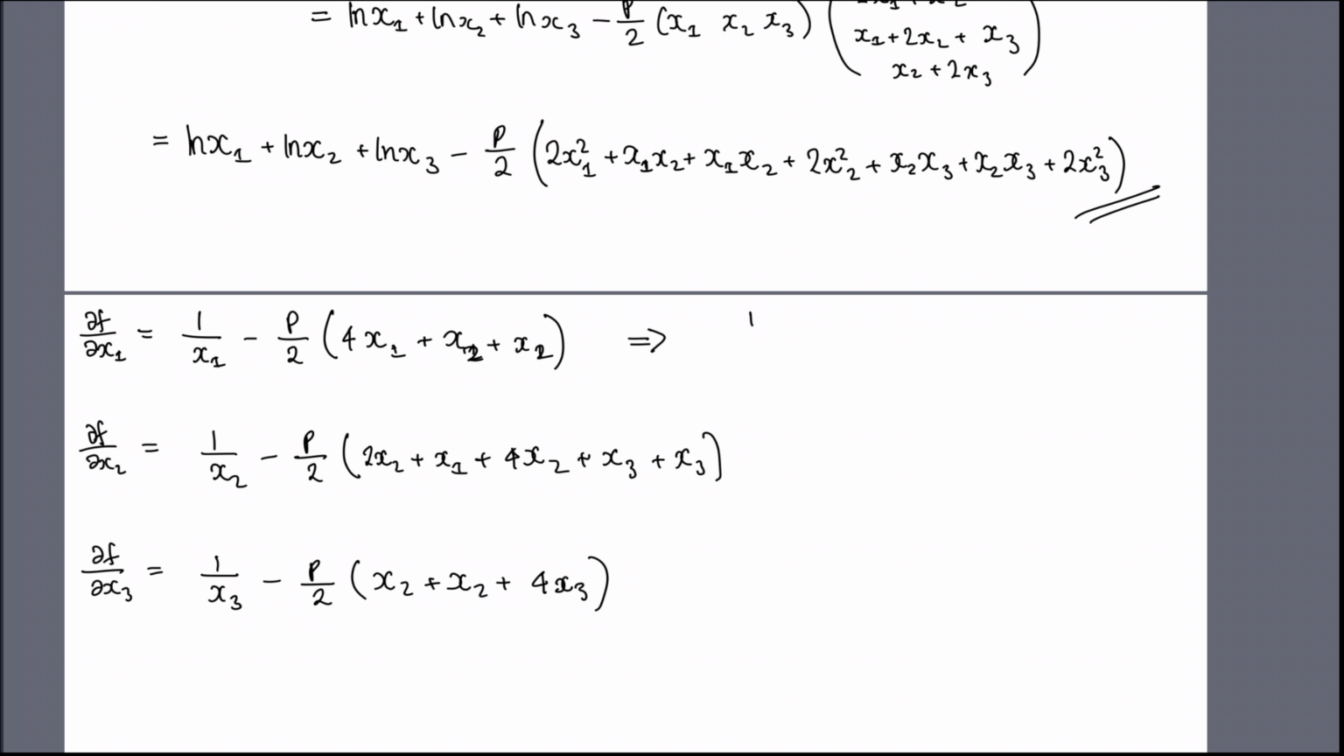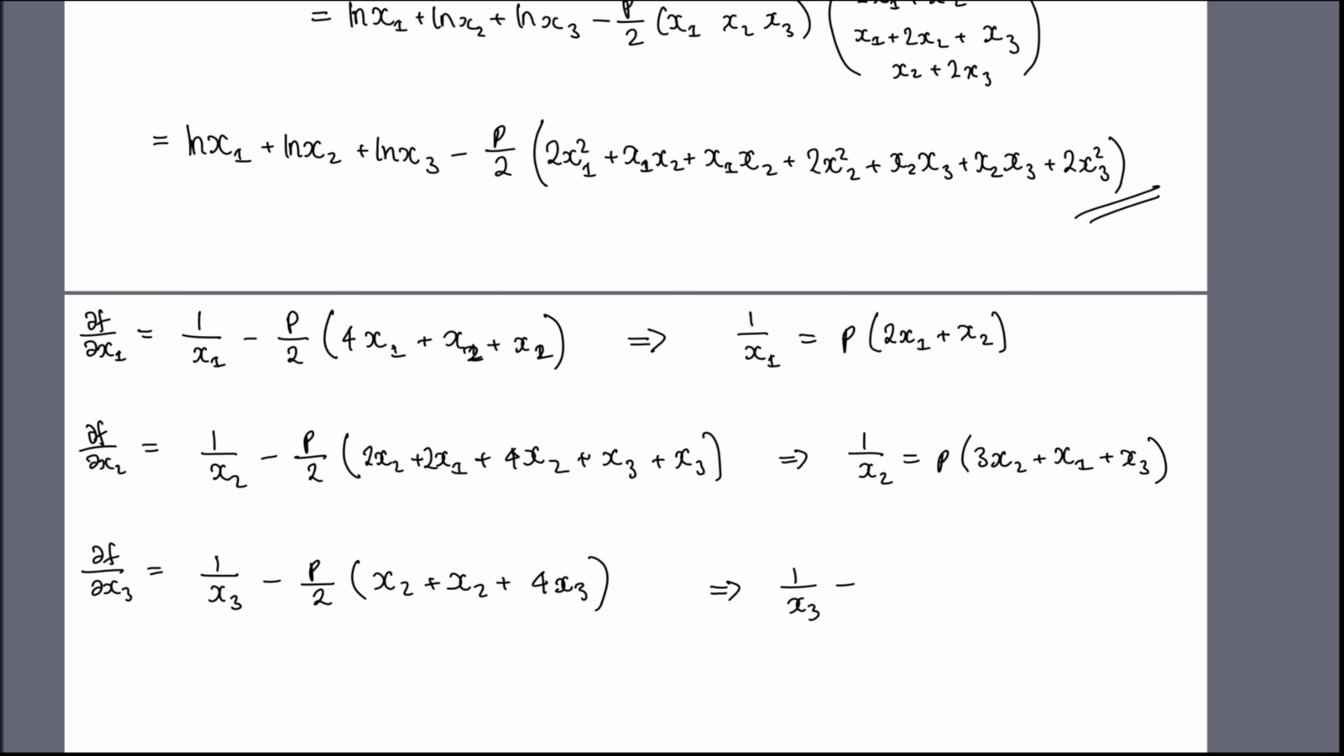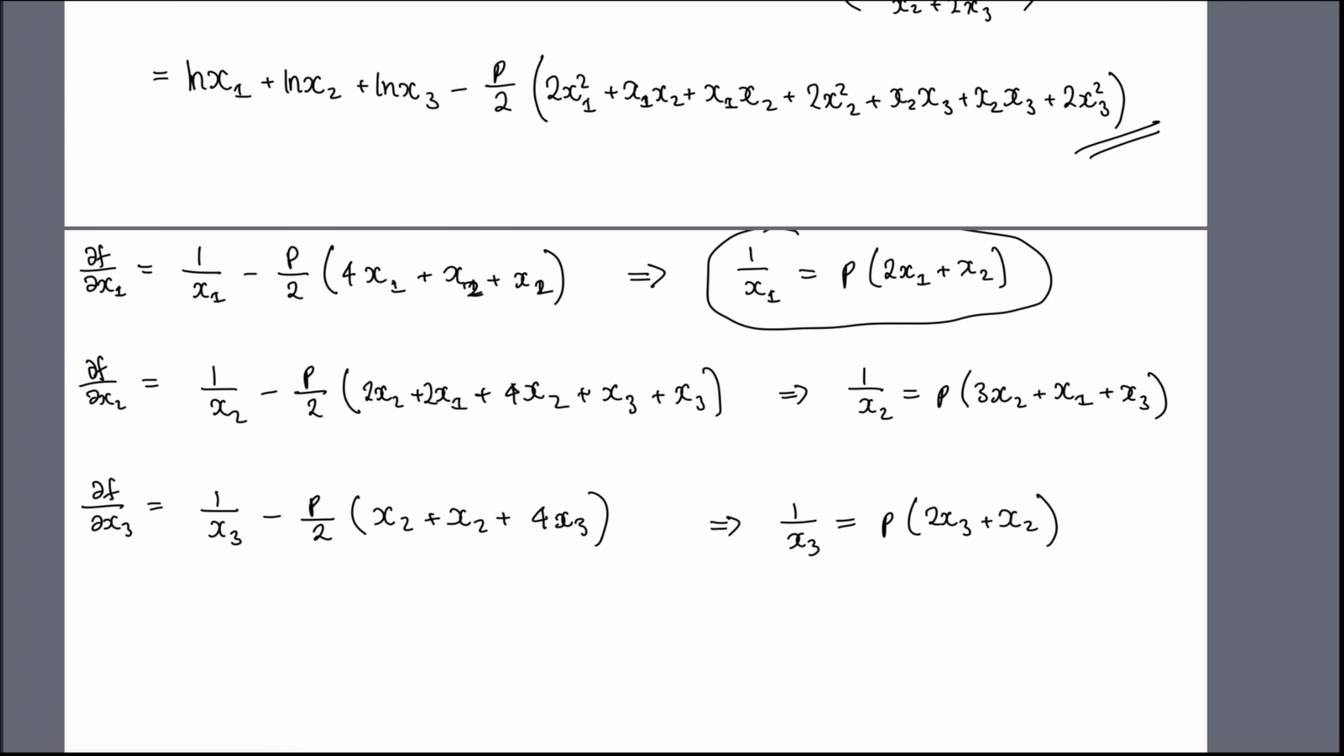So over here we get 1 over x1 is equal to rho brackets 2x1 plus x2. Over here we have 1 over x2 is equal to rho brackets 3x2, because this should be a 2 since there are 2 sets of them now, plus x1 plus x3. And over here we get 1 over x3 is equal to rho brackets 2x3 plus x2. Okay, from here, hopefully we can see that this equation and this equation are pretty much the same.